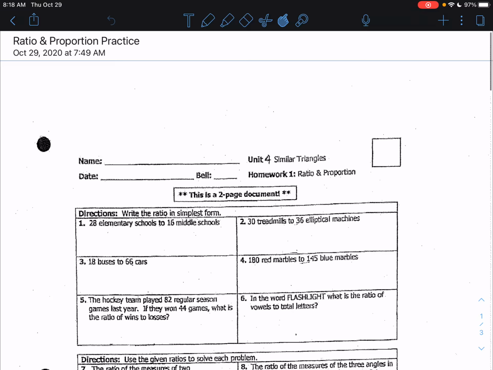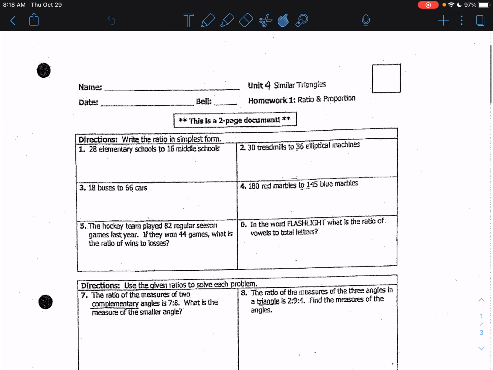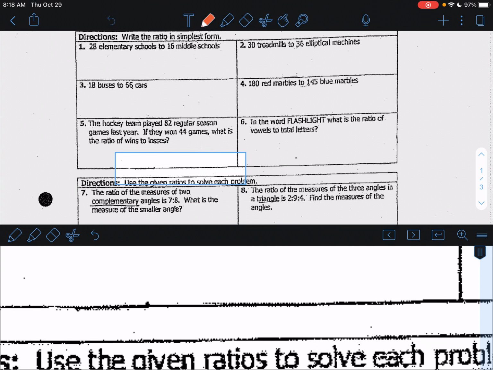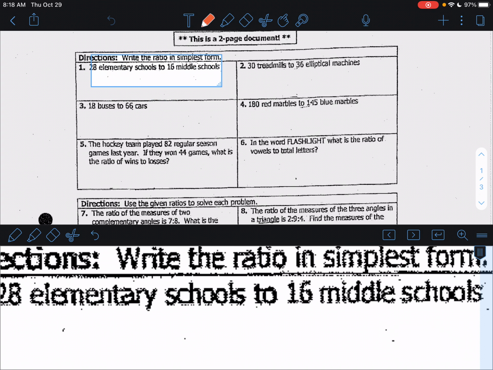Okay, so this is what today's activity looks like. It is 20 questions, and I'm going to help you guys set some of these up. So numbers 1 through 6, you're just writing the ratio. You don't need to turn it into a number, but you do need to simplify the ratio.